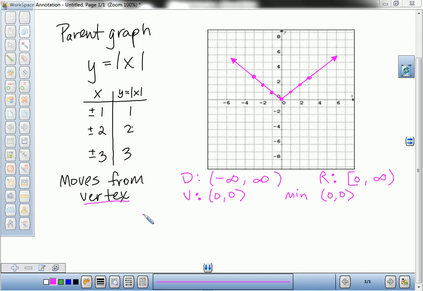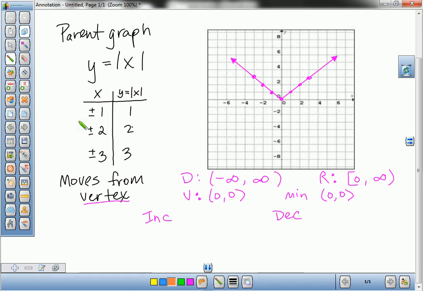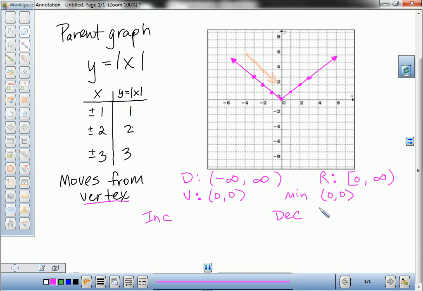Okay, now let's do intervals where the function increases and where it decreases. Okay, so if we started on this side of the graph, what do I do to follow along the graph? I go down. That first interval is decreasing. It decreases from negative infinity up to this x value. What's that x value? 0. And then it increases from that x value to forever. So it increases from 0 to positive infinity.